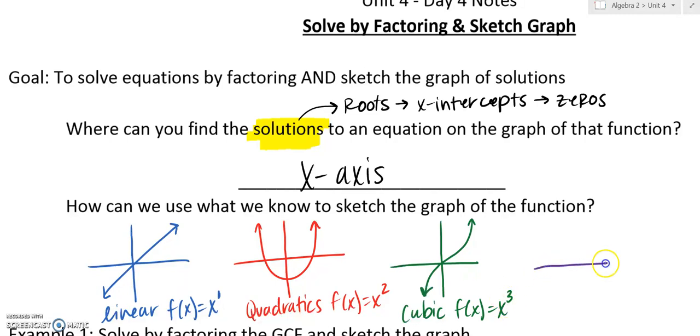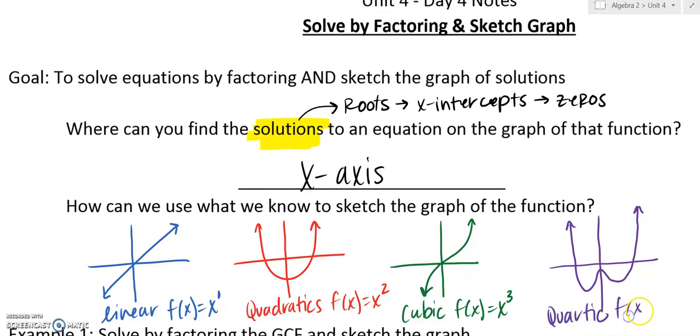The last one we've seen is it kind of looks like a W. Kind of like this W where it has two humps or bumps underneath there. This is called a quartic. And this would be where f of x is equal to x to the fourth. I think of quartic as like a quarter, and there's 4 quarters in a dollar. And that's the graph for that.